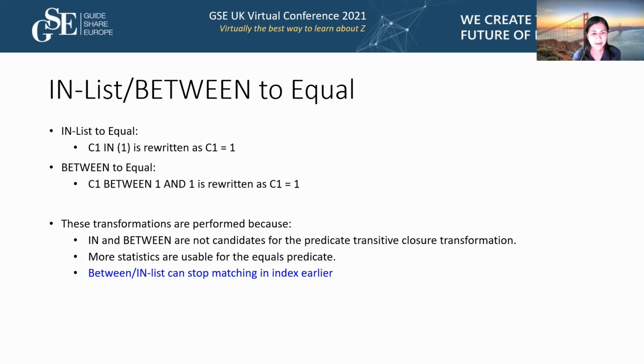These transformations are performed because IN and BETWEEN are not candidates for the predicate transitive closure transformation. More statistics are usable for the equal predicate, and BETWEEN and IN can start matching the index earlier.